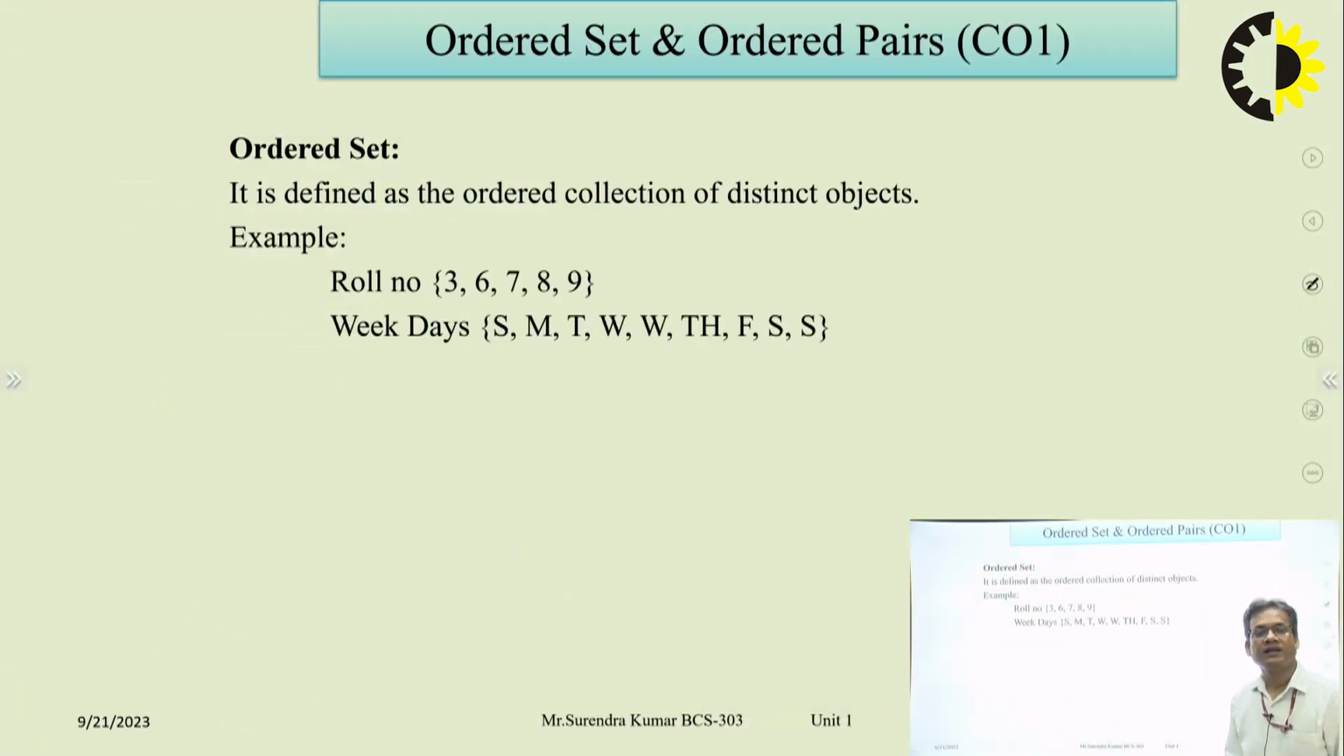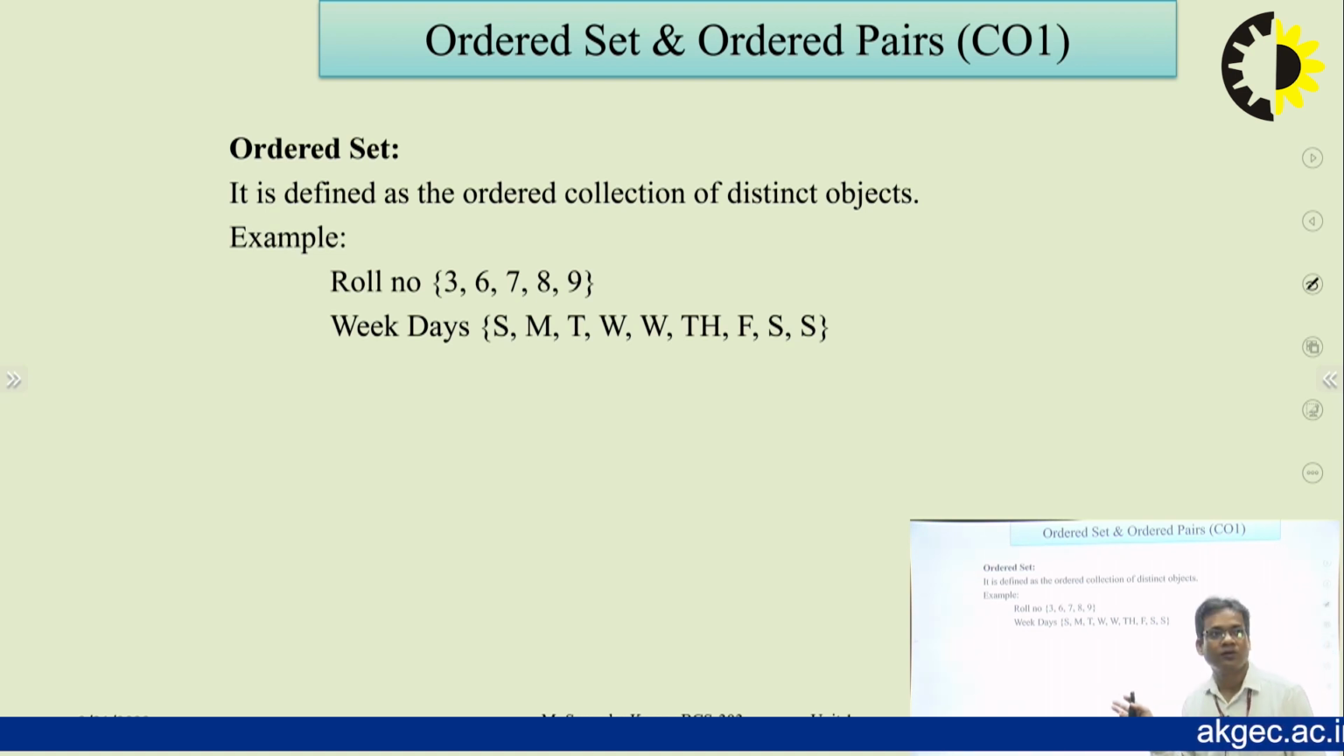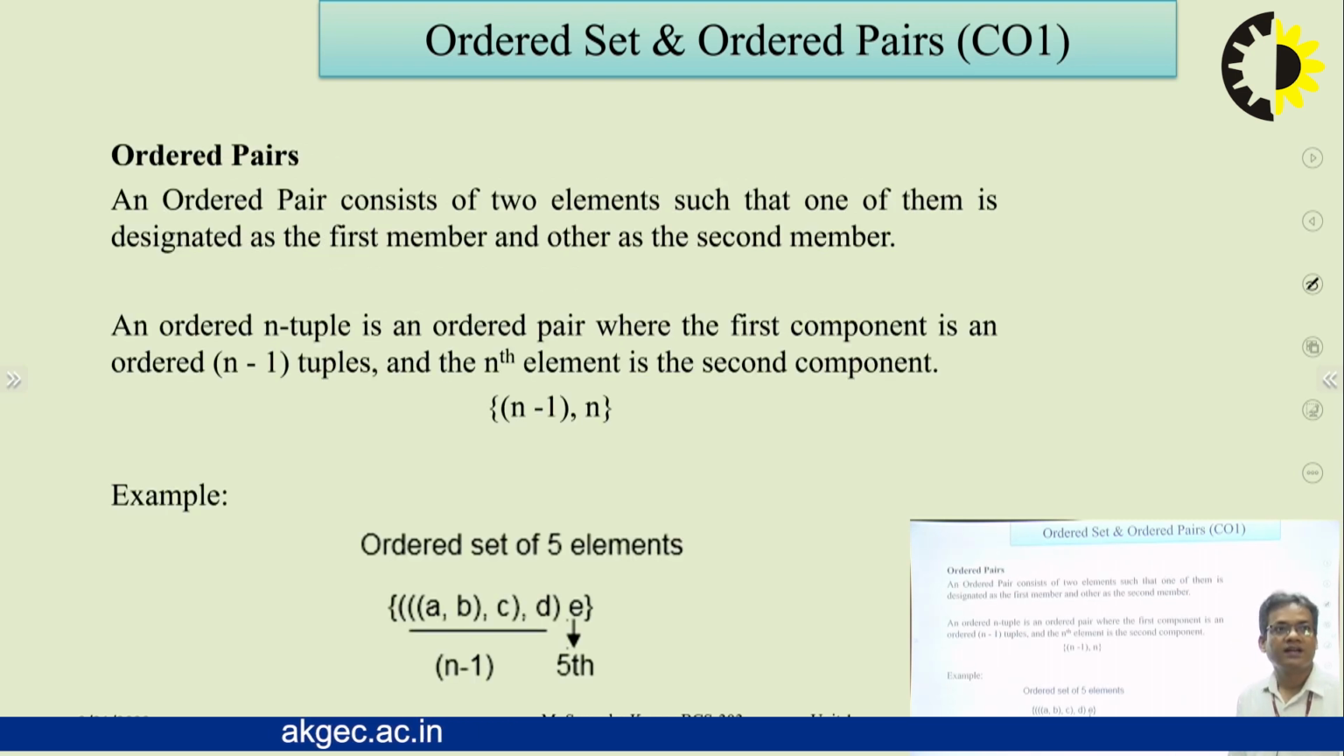Before starting the set, we must have knowledge about the ordered set. So what is an ordered set? Basically, when you have the roll numbers of a class, you have them in a successive manner, in an order. For example, you have roll number 3, roll number 6, roll number 7, roll number 8, roll number 9. In the same way, if we have weekdays, we can represent the weekdays in set format, that is Sunday, Monday, Tuesday, Wednesday, Thursday, Friday. So these are ordered sets.